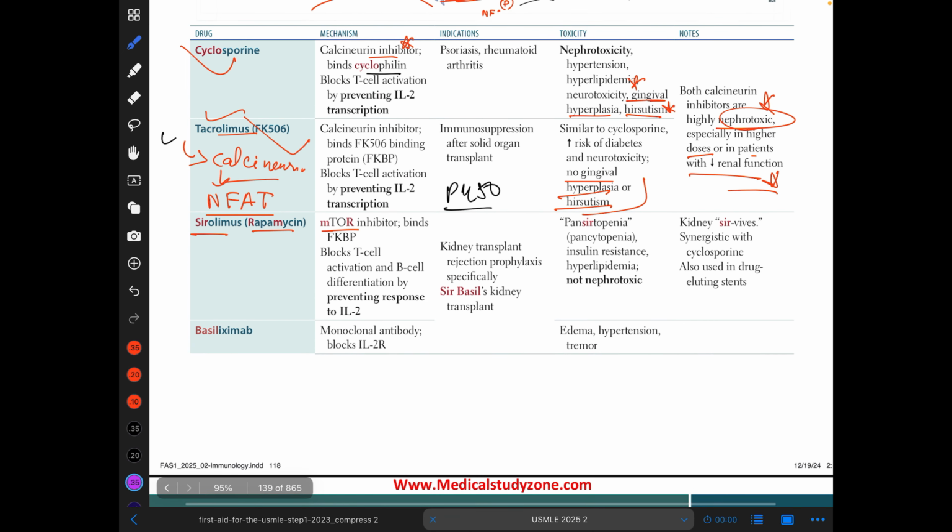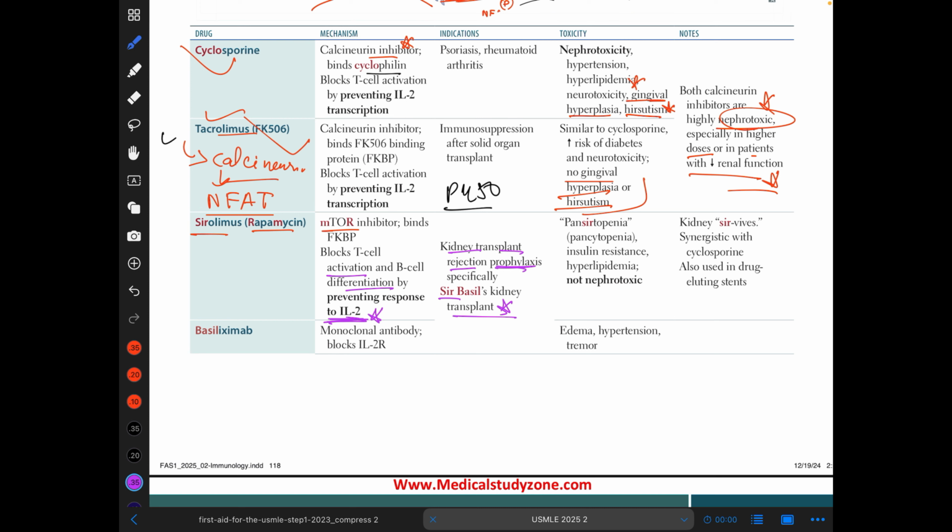If you study this, it will block T cell activation and B cell differentiation by preventing the response to interleukin 2. If you know, interleukin 2 is the main stimulus for the activation of T cells. It is also used for kidney transplant rejection prophylaxis, especially in sensitized kidney transplant patients.